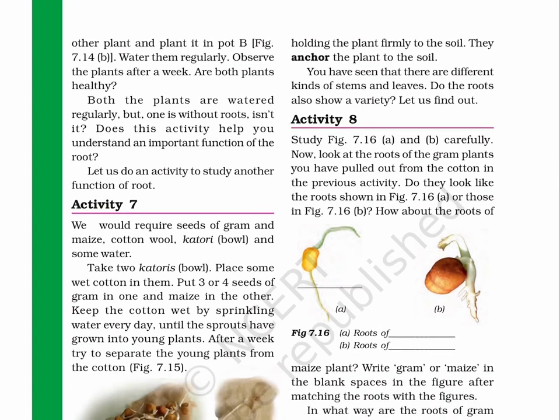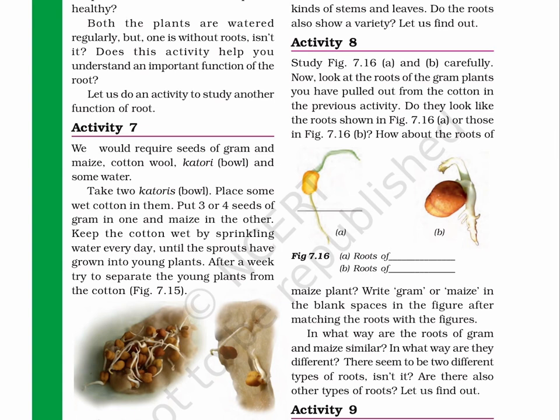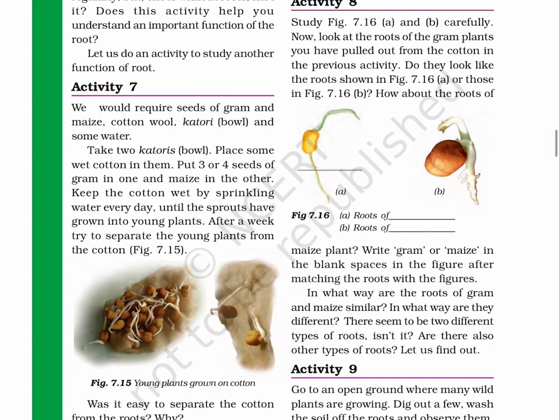Activity 8. Study figure 7.16a and b carefully. Now look at the roots of the gram plants you have pulled out from the cotton in the previous activity. Do they look like the roots shown in figure 7.16a or those in figure 7.16b? How about the roots of maize plant? Write gram or maize in the blank spaces in the figure after matching the roots with the figures.